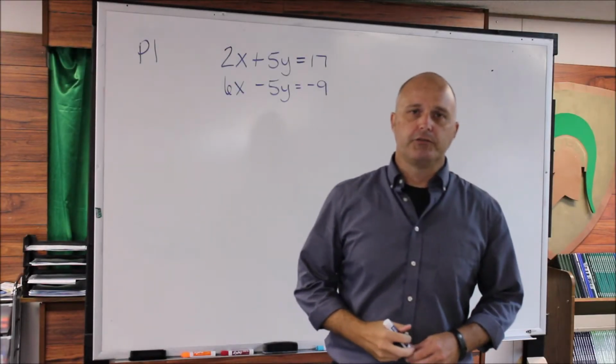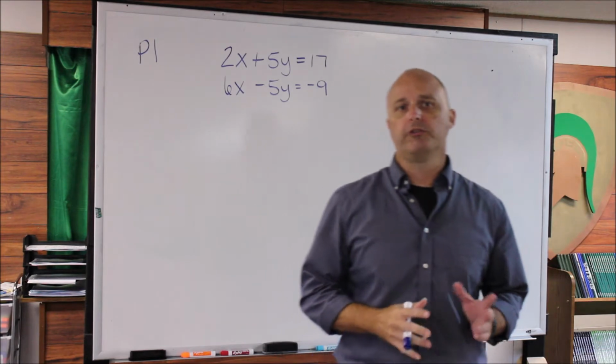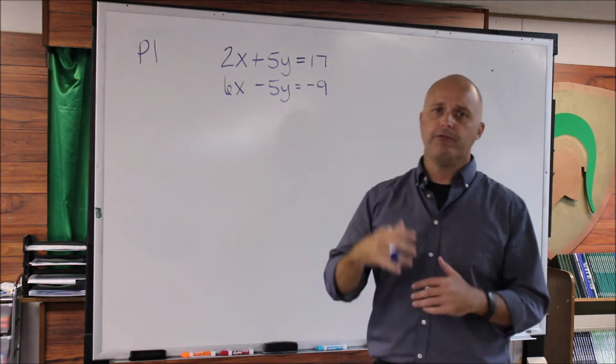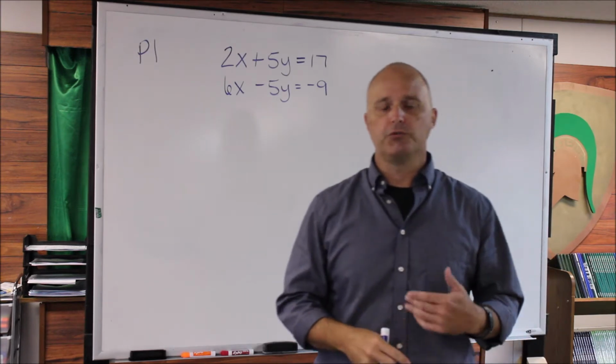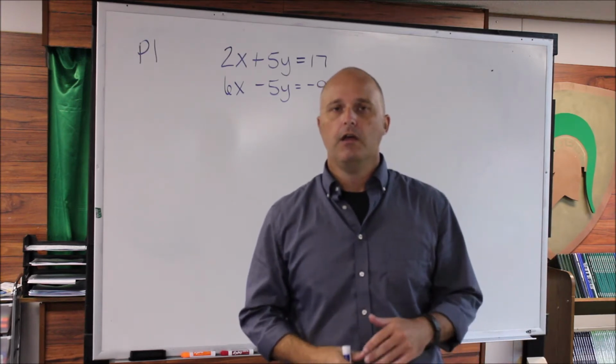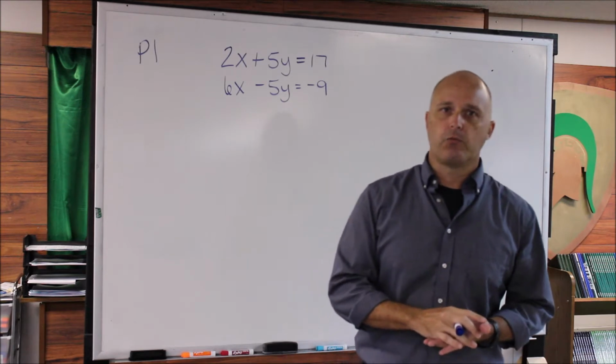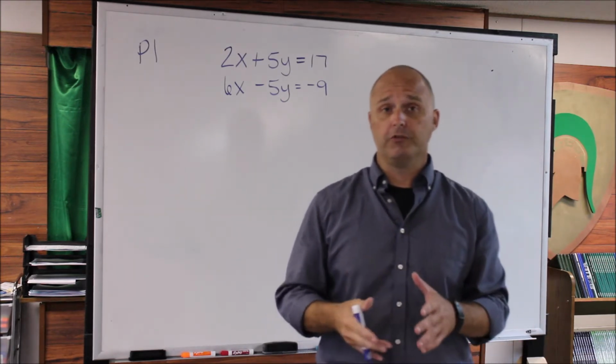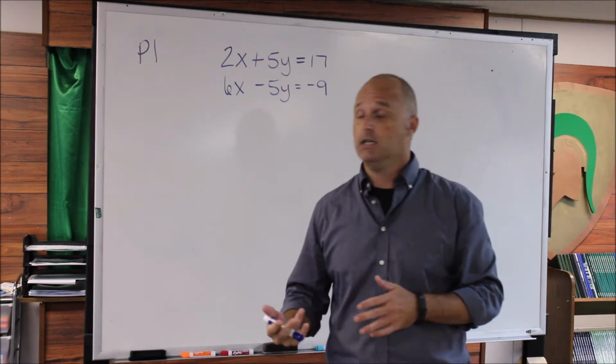So in the previous section when we did substitution, when we looked at a pair of equations, what we wanted to do was look at all four of the different variables and decide which one is going to be the easiest to isolate. Now with elimination, we're going to look at the pairs of variables and determine which pair of variables is going to be the easiest to eliminate.